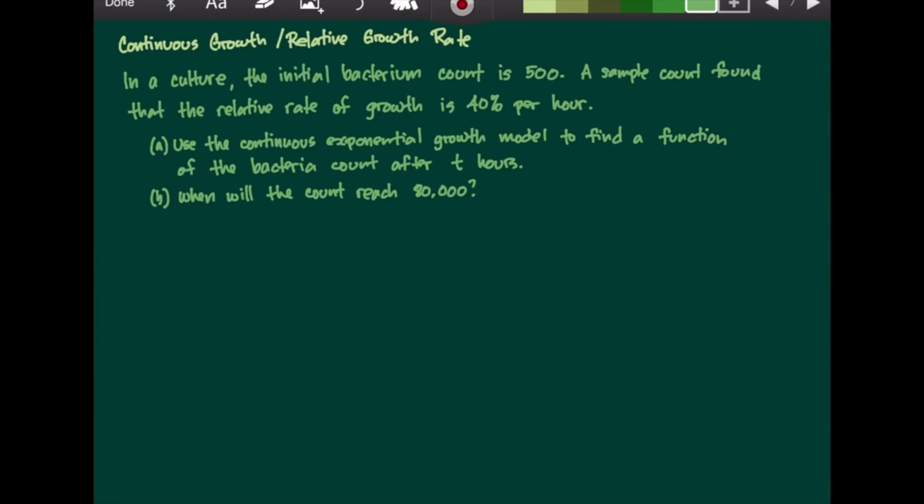So, in a bacterial culture, the initial count is 500 individuals. And yung scientist na nagko-compute, nakita niya na yung relative rate of growth is around 40% per hour. So, let's use the continuous exponential growth model to find a function of the bacteria population after t hours. So, we'll use yung N of t is equal to the initial count times e raised to r times t. So, plug in lang 500 times e raised to 0.4t. And we'll use this model to determine kung kailan naabot ng 80,000 yung population natin.